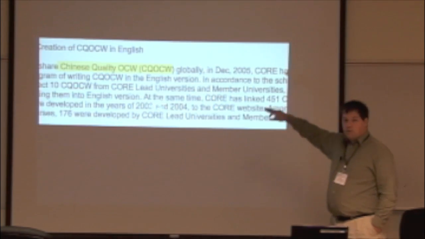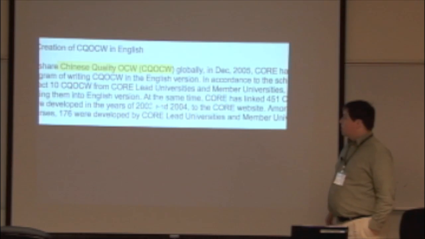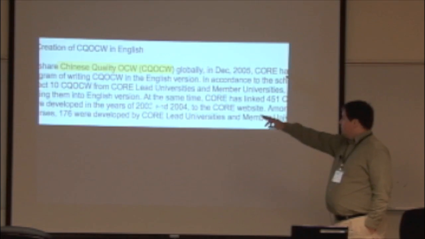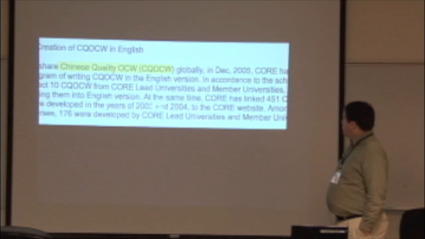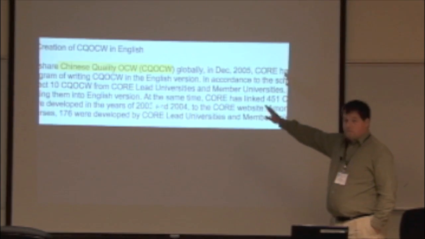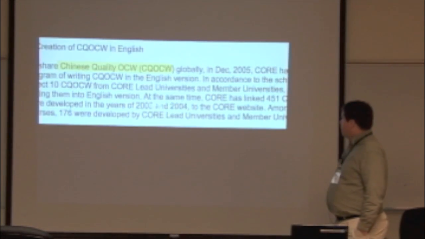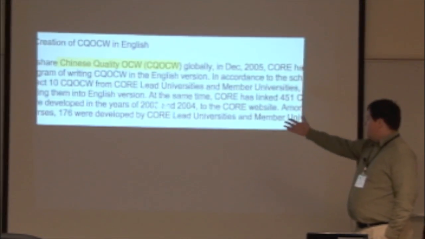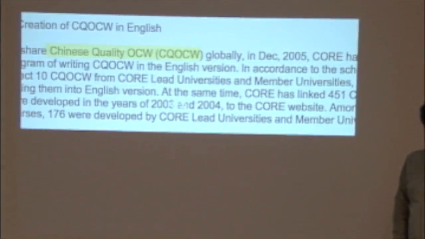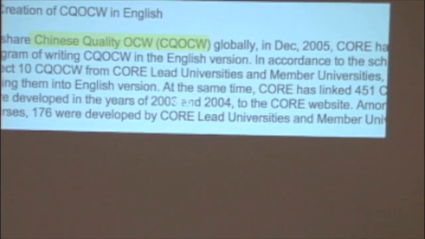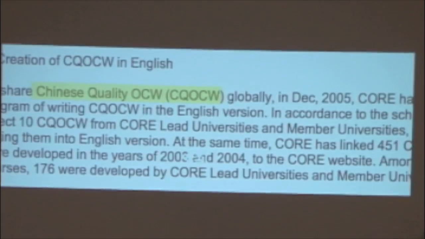This is from CORE's webpage, where they're introducing what they're doing. They're saying there's this Chinese quality OpenCourseWare, and there are 455 courses, and this was years and years ago. Now there are thousands of courses, and these are developed by CORE lead universities and member universities. It sounded very, very fascinating. And then you start looking at these courses, because of course they're online.